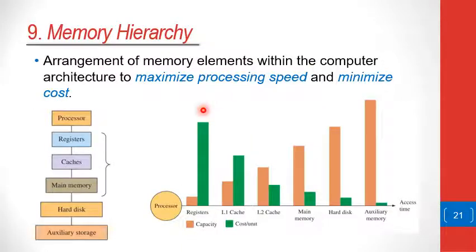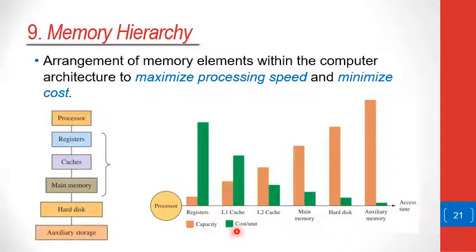So looking at the different types of memory that you have within your hierarchy, you can draw a graph here which shows the capacity of memory per type of memory. For instance, if you look at the orange bar graphs, they show you that the capacity increases as you move from registers to cache memory, main memory, hard disk to auxiliary memory. So you see the capacity increases.